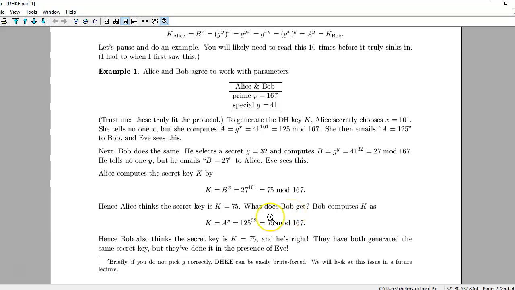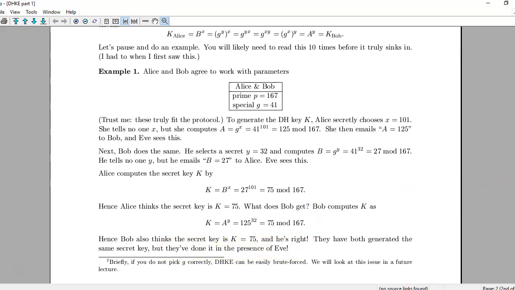What does Bob get, right? Well, Bob computes the key as a to the y. Well, Alice told him a already, it's 125. He knows his own secret y is 32. No one else knows that. And so Bob computes 125 to the 32nd power, and he gets 75. So look what happens. They get the same answer. They both get 75. So now Alice and Bob know that their common key for this encryption scheme would be 75. So they have both generated the same secret key, and they've done it right in front of Eve's own eyes.